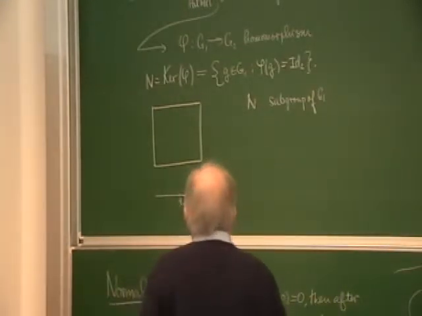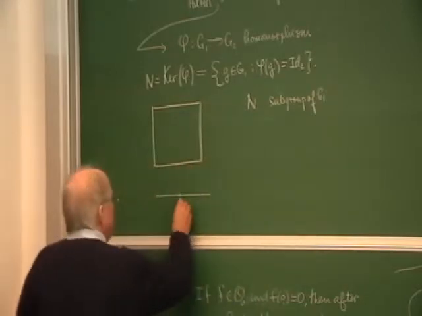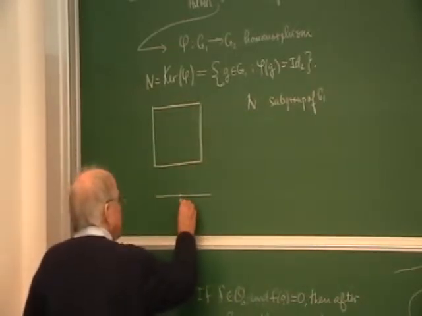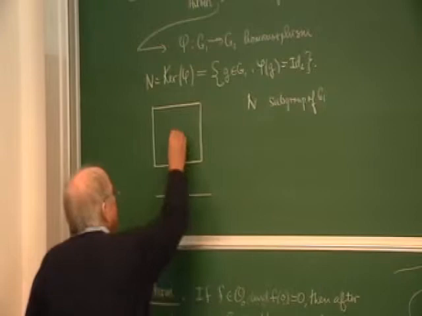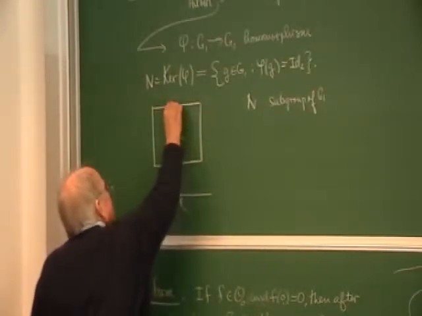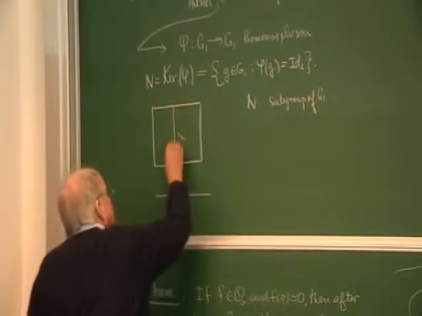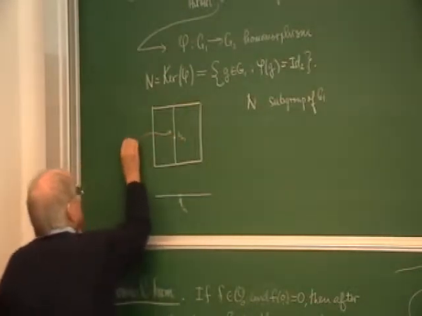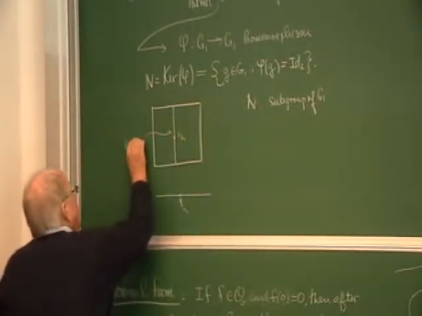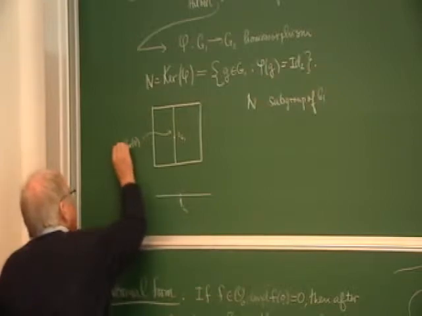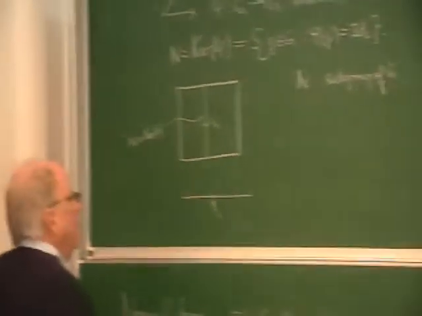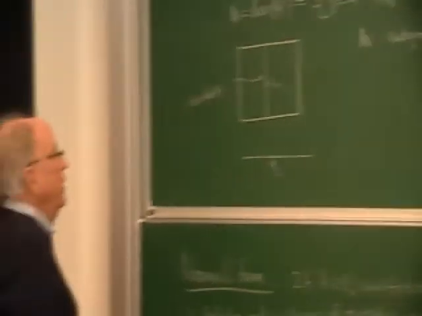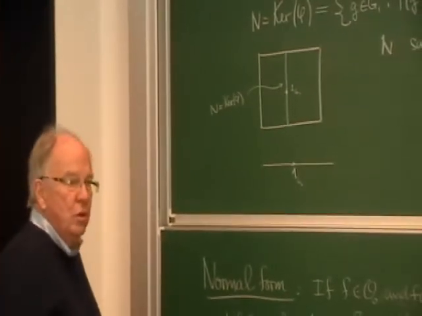And the picture you should draw, well, 1 goes to 1. So here is 1 in G2, and here is 1 in G1. And here is all the stuff that goes, this is the kernel of this thing. This is all the stuff that goes to 1. So this is the picture of this thing. This is the kernel of phi, and I wanted to call it N for short.